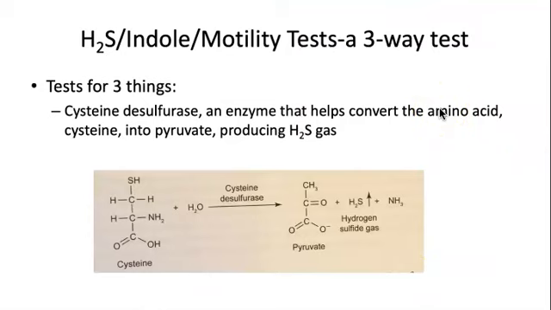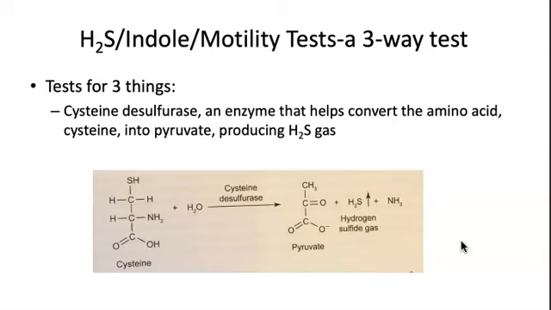All right, so the next test we're going to look at is a test that looks at what happens when a cell breaks down proteins. And the first series of tests that address protein catabolism is a 3-in-1 test, and it's called the H2S indole motility test. So it's testing for 3 things. The first test, the H2S test, is testing for an enzyme called cysteine desulfurase. And this is an enzyme that converts the amino acid cysteine into pyruvate and hydrogen sulfide gas.